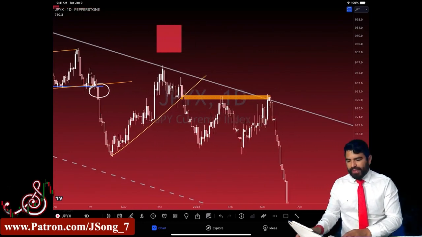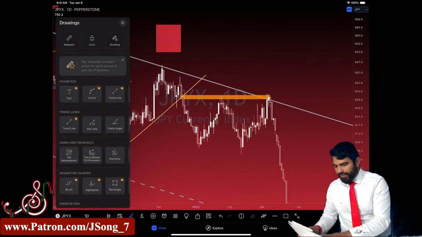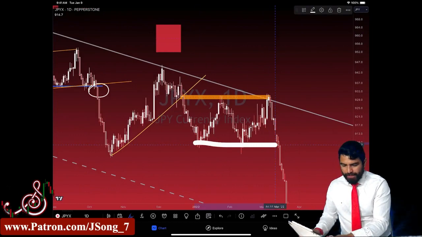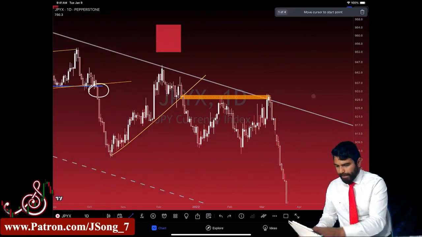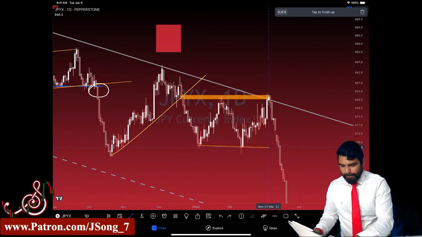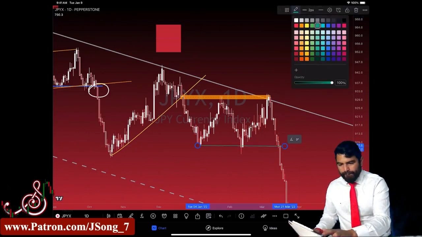Okay, this is an easier one. If you miss that entry, you can do the flat and take a sell right here as well. Multi-touch, flat. All right, I like this.